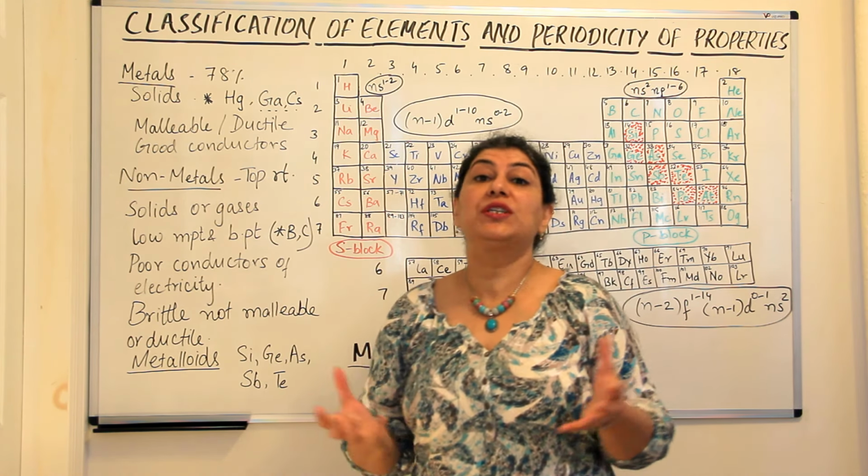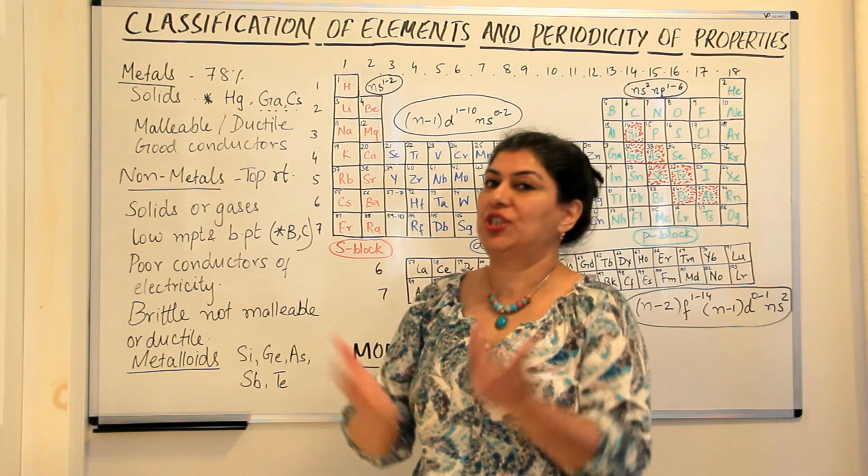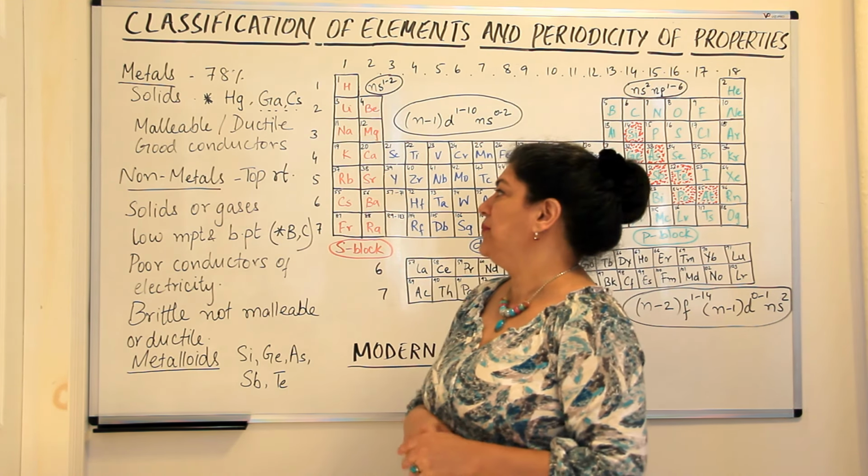Metals are usually good conductors of electricity. The reason for that is the electrons that they have and the ease with which they can lose those electrons, which make them very good conductors of electricity.